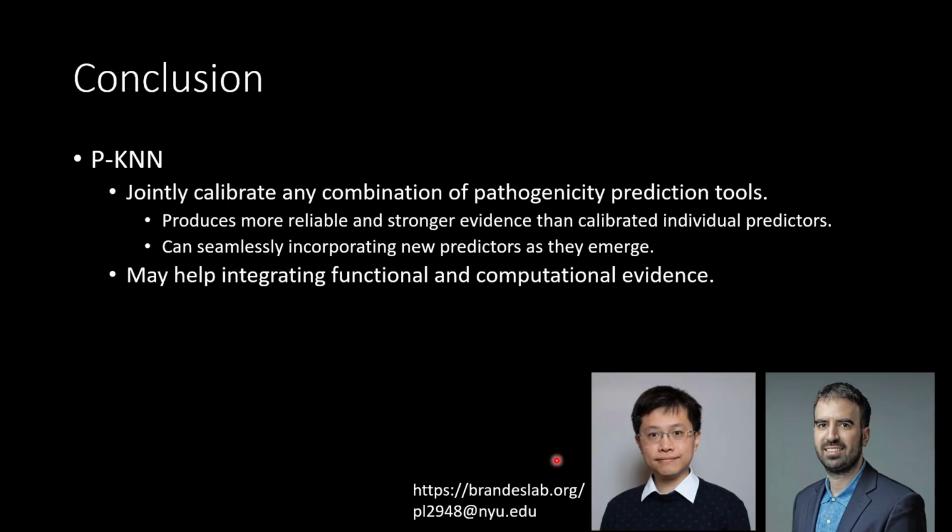That's all I want to present today. In summary, P-KNN can jointly calibrate any combination of pathogenicity prediction tools, and it can produce more reliable and stronger evidence than individually calibrated predictors. And it can seamlessly incorporate new predictors as they emerge. Also, P-KNN may help integrate functional and computational evidence.